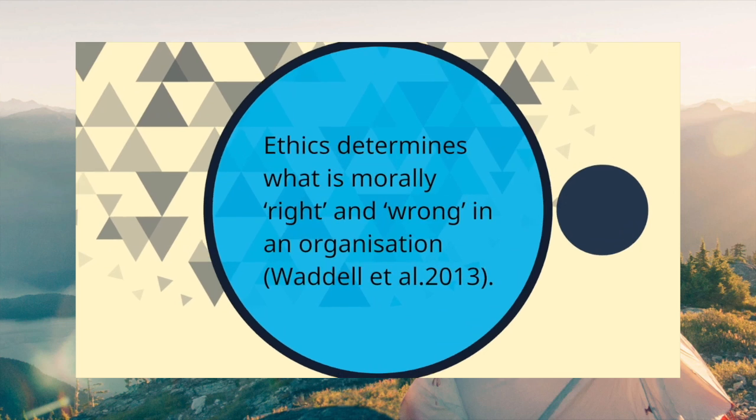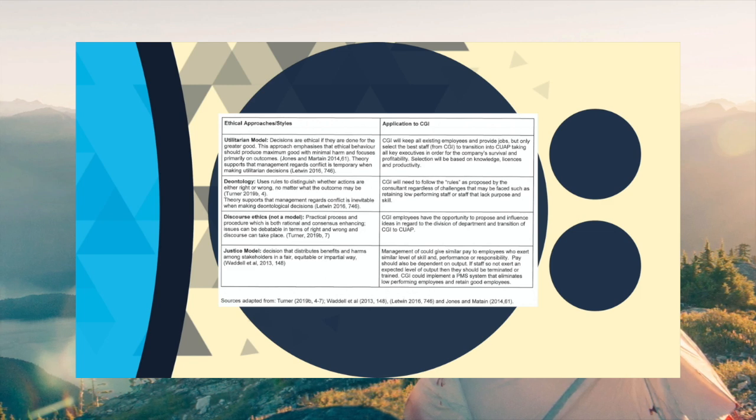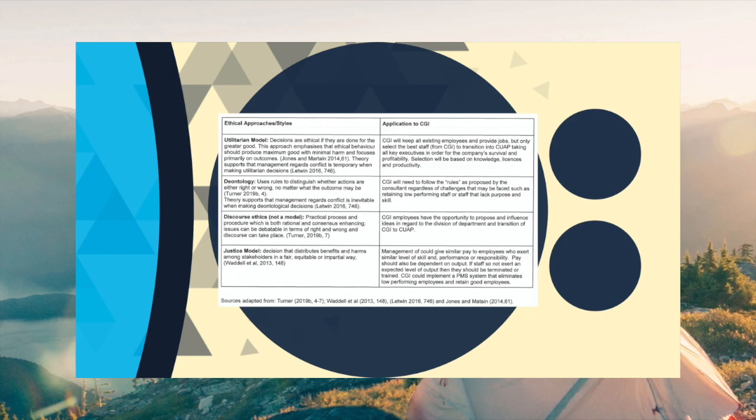Ethics determines what is morally right and wrong in an organization. According to Jones, 2014, different ethical styles such as deontology and utilitarianism provide important information that could be used to help CGI understand potential conflict and decide appropriate corrective actions.